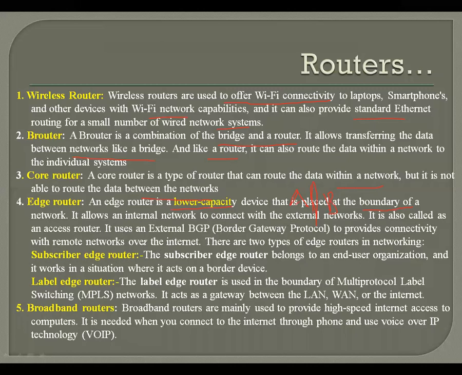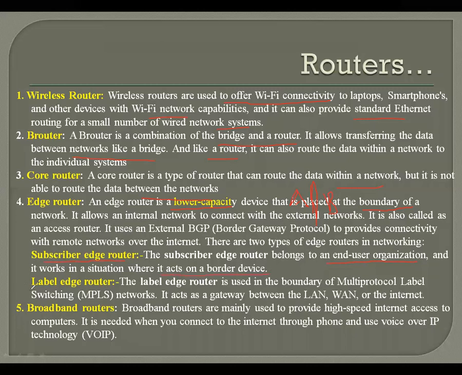With remote networking over the internet, there are two types of edge router in networking. The very first is the subscriber edge router. The subscriber edge router belongs to the end user organization, and it works in the situation where it acts as the border device.